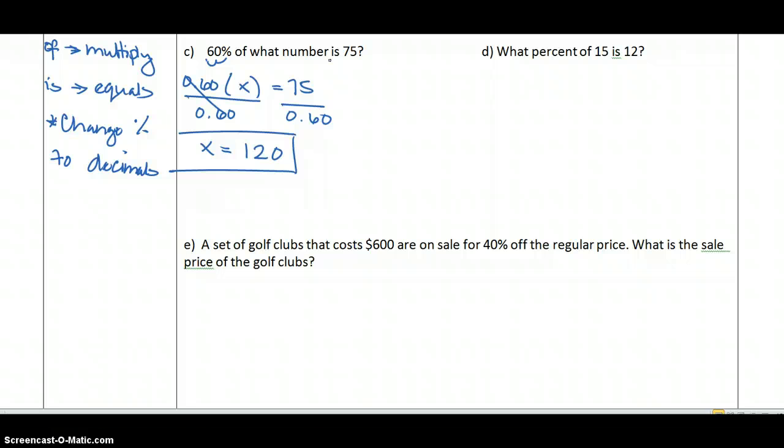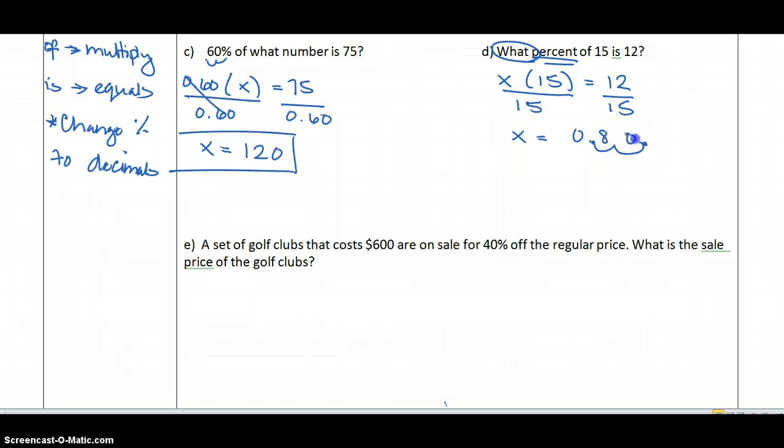Let's try another one. What percent of 15 is 12? What percent? So what is my variable? X of 15 is 12. Now to get x by itself, I'm going to divide by 15. X is equal to 0.8 if you check me on your calculator. However, that is a wonderful decimal answer, but I need my answer to be a percent. So to change a decimal to a percent, we move the decimal point over twice to the right, and we'll fill in your 0 there. So you have 80%. 80% of 15 is 12.